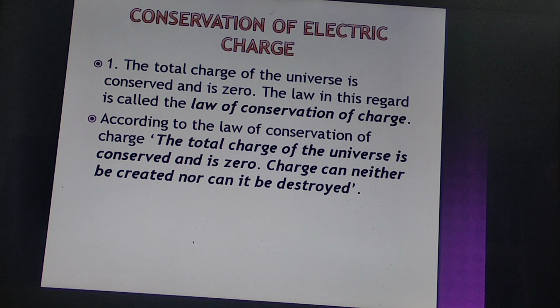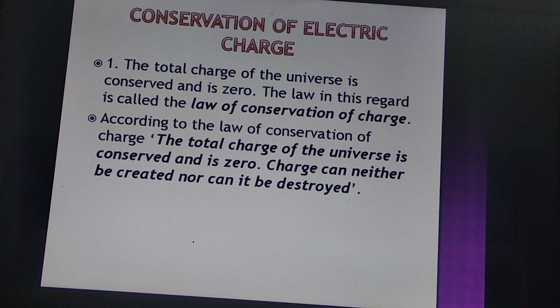Then come some important properties of electric charge. The first one is that two similar charges repel each other and two opposite charges attract each other.